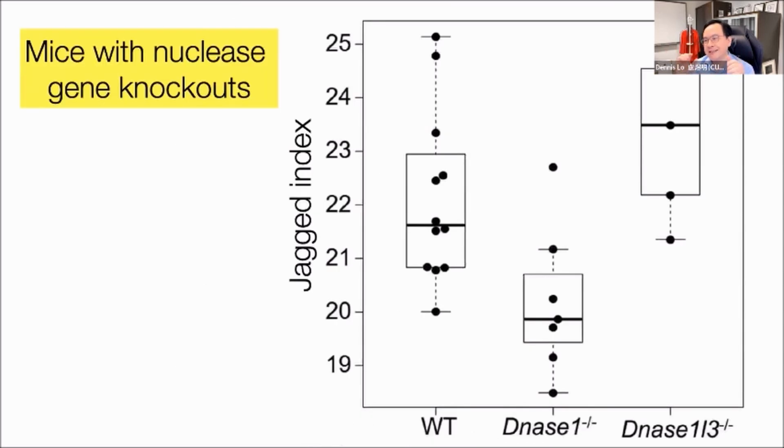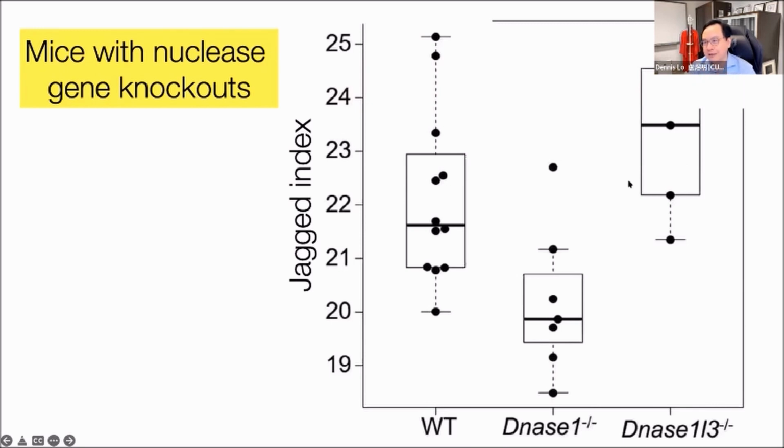And then we wonder what is causing jacketness. So we think it's likely to be once again related to the nucleases. So what we did is once again explore this with the nuclease knockout mouse model. Now, for example, look at the wild type mouse. This is the jacketness. And if I knock out DNase 1, there's a reduction in jacketness. If I knock out DNase 1 like 3, there's an increase in jacketness.